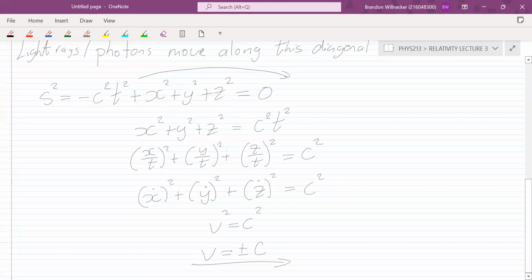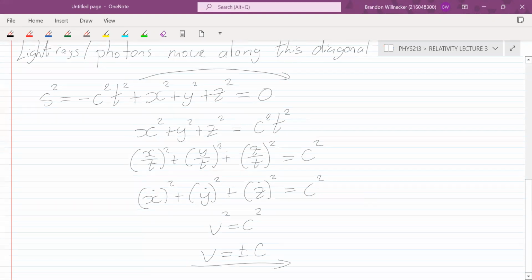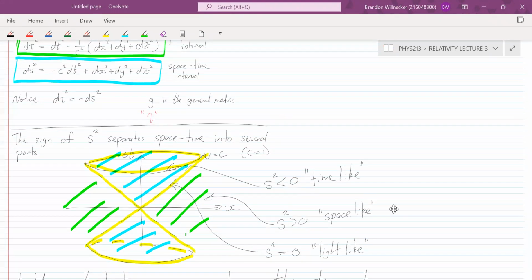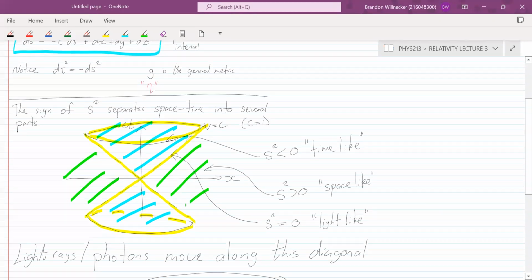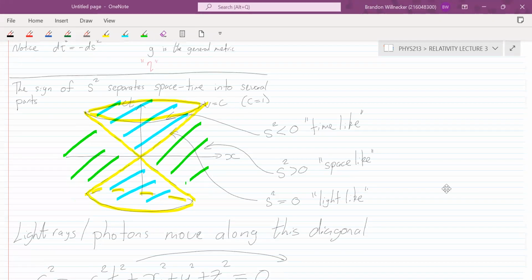So we see that the space velocities, or your standard velocities that you would measure, is equal to plus or minus c. And that corresponds to light moving either to the left or to the right in this diagram, but only along the diagonals. So light is forced to move at the speed of light. We'll see the reason for that later on, but for now we can just see that light moves along these light-like diagonals.